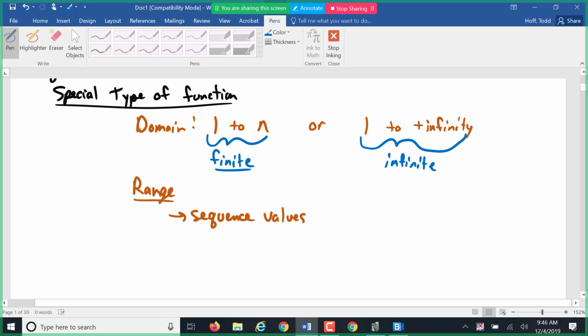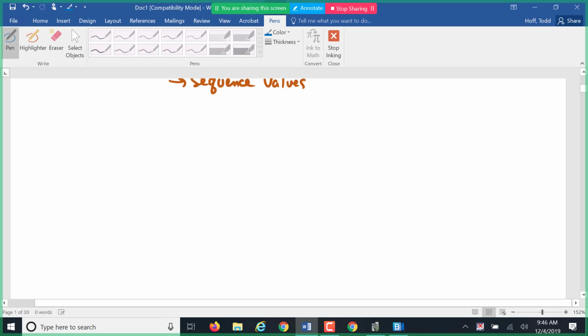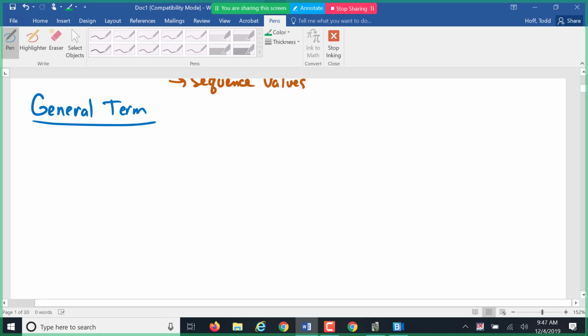So sequences can be defined in a lot of different ways. The most common way is using something called a general term. And the general term defines the value of that term of the sequence in terms of its position within the sequence.